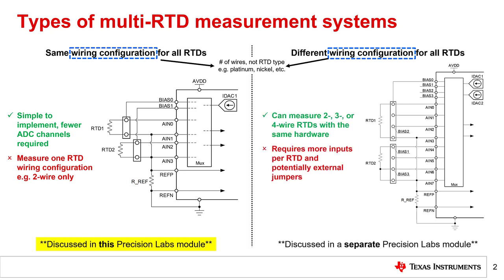Comparatively, the system on the right can measure a combination of RTD wiring configurations. The image shows a 2-wire RTD connected to the top terminal and a 3-wire RTD connected to the bottom terminal. This flexibility comes at the cost of more ADC channels per RTD. Moreover, some systems can require external jumpers to route the IDAC current to the correct channel. Systems that can measure different RTD wiring configurations are discussed in a subsequent Precision Labs module. Let's analyze the system on the left more closely.